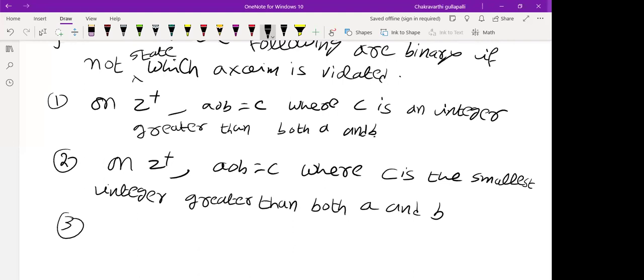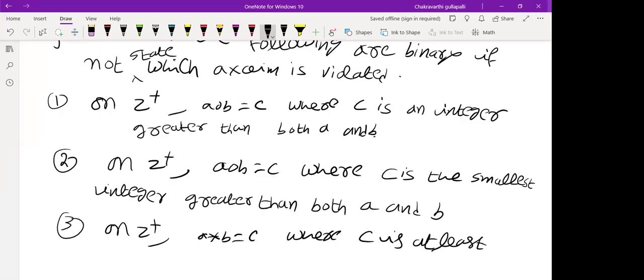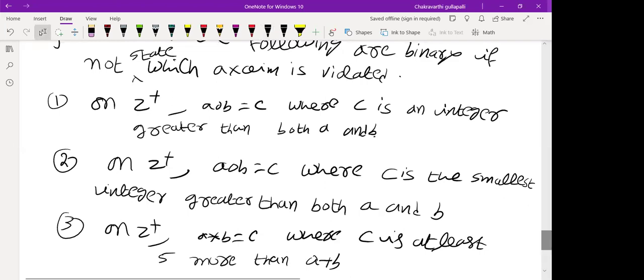I'll work out all of this. Where A star B is C, where C is at least 5 more than A plus B. Very interesting question. And A star B is C, where C is the largest integer.